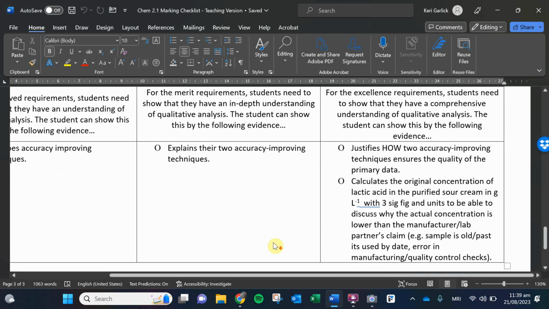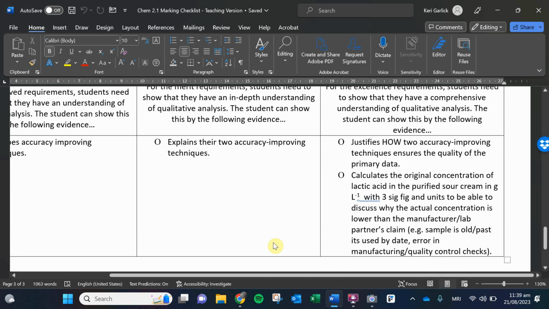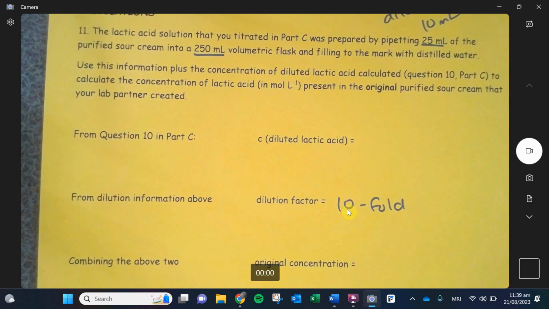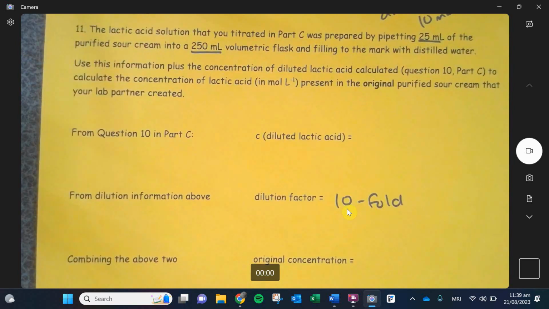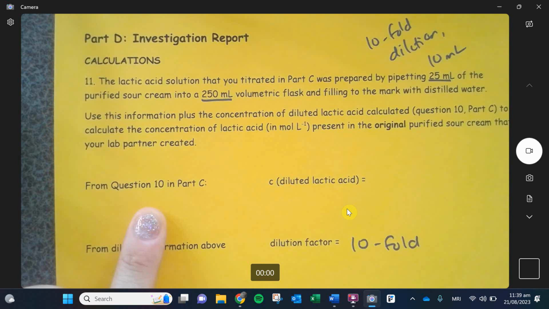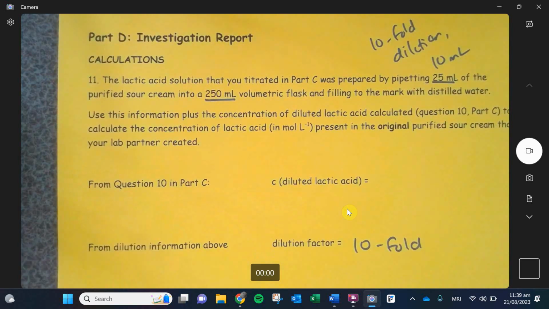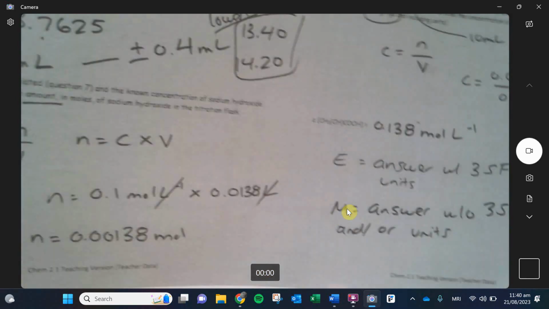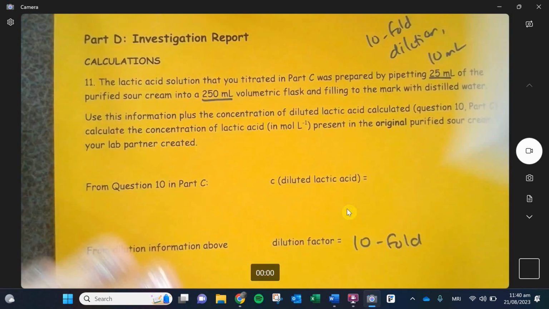So, is it actually on here? Yes, it is for the excellence. Okay. So the good news is that these calculations that we're doing here is only required for the excellence. If you're not aiming towards excellence, you don't have to worry about doing this. What I'm trying to do is undo all of my work to figure out the original concentration. So I go to part C, and I am looking for the concentration that I found when I did the titration. And with my data, I found that it was 0.138 moles per liter.